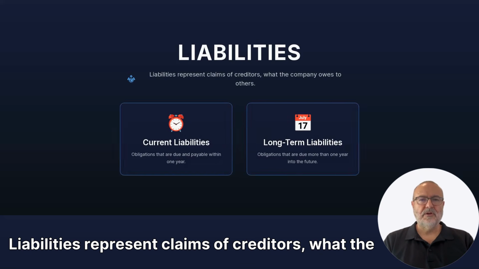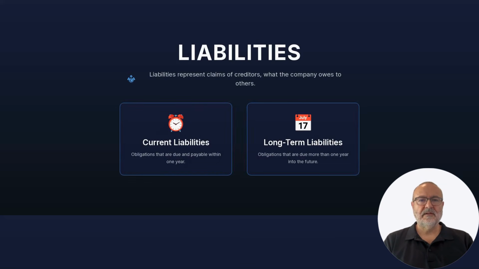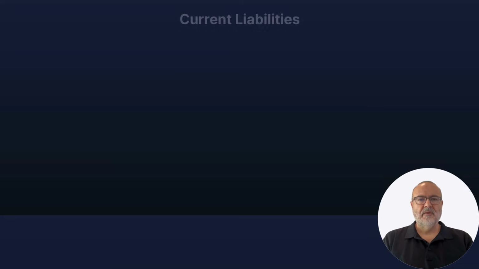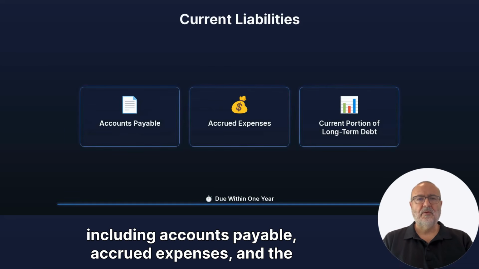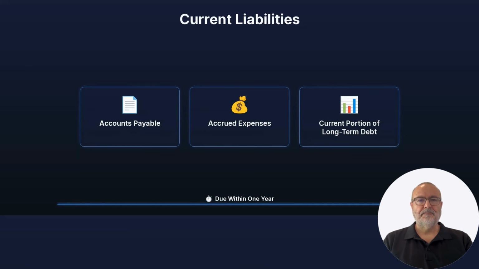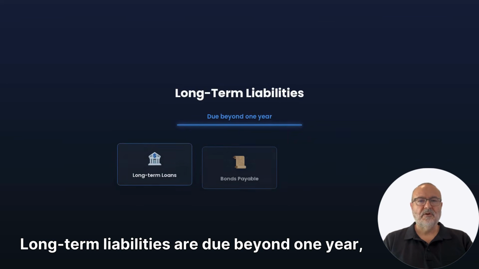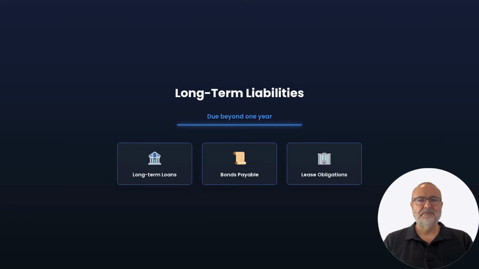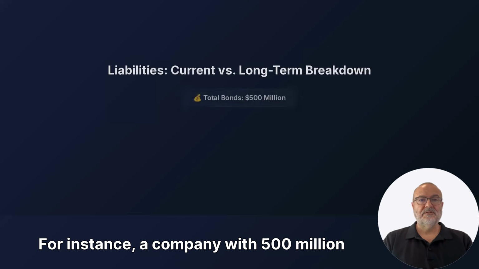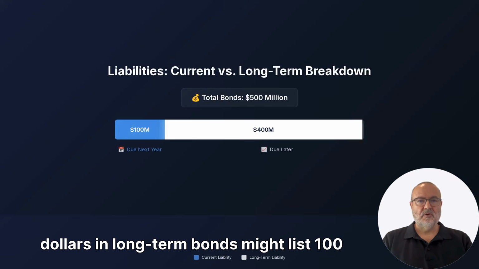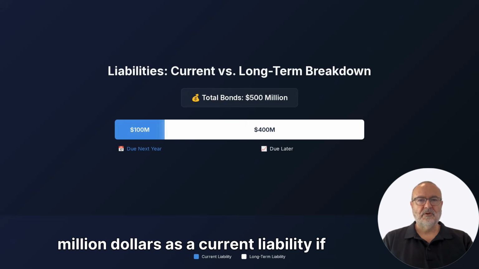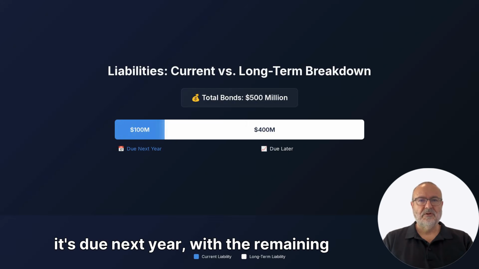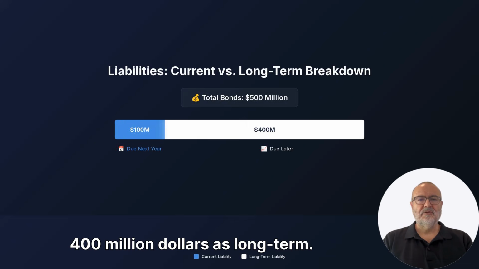Liabilities represent claims of creditors, what the company owes to others. They are also divided into current and long-term categories. Current liabilities are due within 1 year, including accounts payable, accrued expenses, and the current portion of long-term debt. Long-term liabilities are due beyond 1 year, such as long-term loans, bonds payable, and lease obligations. For instance, a company with $500 million in long-term bonds might list $100 million as a current liability if it's due next year, with the remaining $400 million as long-term.